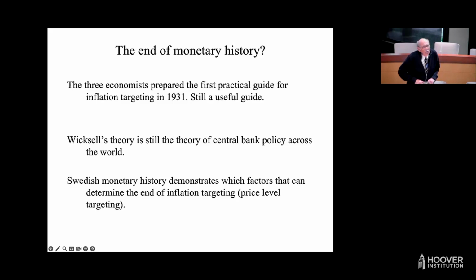And the Swedish monetary history demonstrates which factors can determine the end of inflation targeting, price level targeting. That is a new burning social issue, a new war, new controls, a new way of dealing with an emergency. So let's hope we have a peaceful future with freely working financial markets, which are prerequisites for Wicksell's rule. And then the Swedes will run world monetary policy intellectually for the next 100 years.